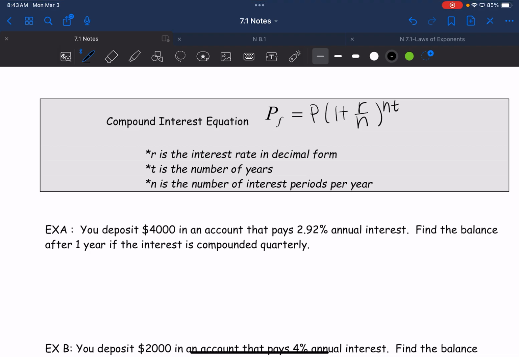So maybe your interest is compounded quarterly. Quarterly means how many? 4, right? Or maybe it's compounded monthly. How many months are in a year? 12. So your N would be 12. So they'll tell us in the question how often the interest is being compounded.